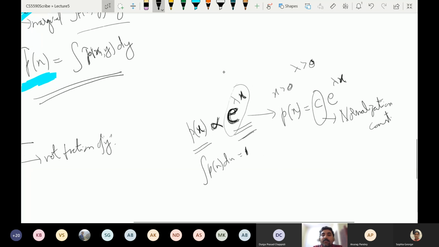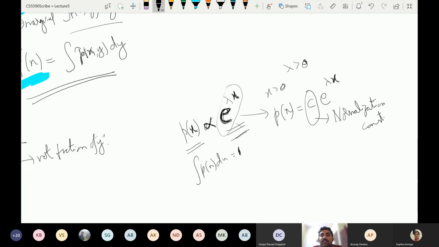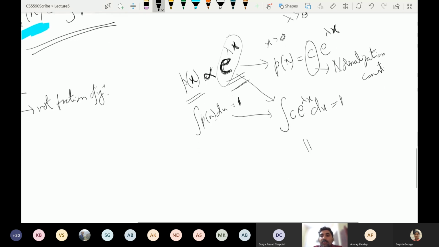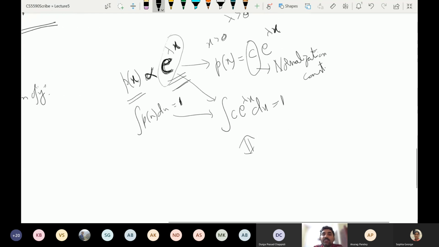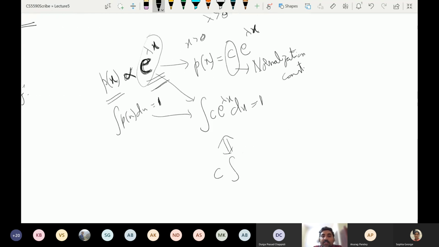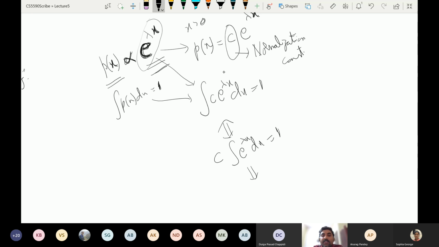Okay. So let's find, for example, for this function, what is the normalization constant? How will you find it? You will simply use this equation: the integral of c e to the power of lambda x dx should be 1. That will happen if and only if, what is the value of the integral? First let's compute. So this is c times the integral of e to the power of lambda x dx should be 1, correct? But what is this? Can anybody tell me what is the integral of e to the power of lambda x?